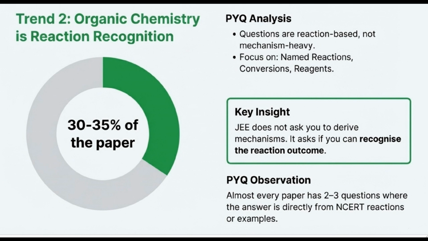The high frequency areas in organic chemistry are alcohols, aldehydes, ketones, carboxylic acids and derivatives. Already we have enough videos on that. Amines, diazonium salts, Sandmeyer, Gattermann, all those conversions are very important. And in GOC, you should concentrate on acidity, basicity and stability. Which is more acidic, which is more basic, which is more stable, those parts. In almost every paper, there are 2-3 questions where the answer comes directly from NCERT questions, reactions and examples.